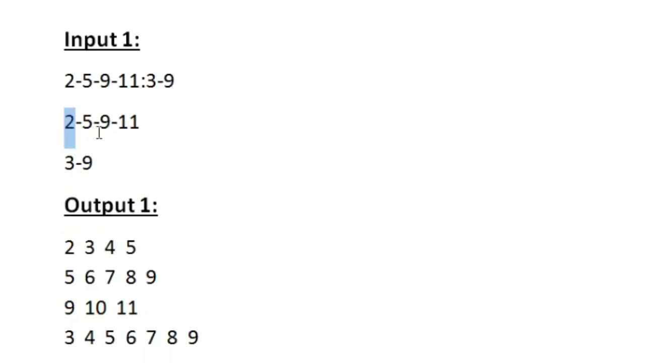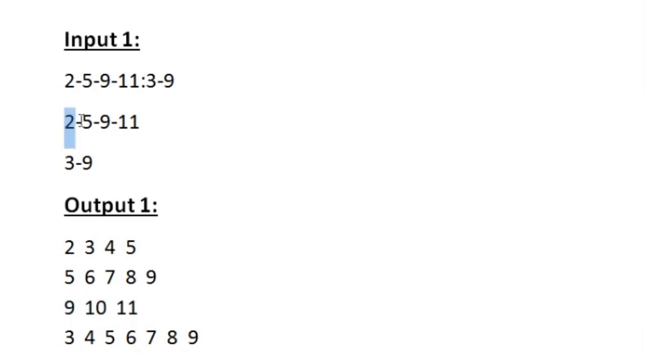Here we can see that the integers are separated using hyphens. Now our task is to print the integers. The first two integers in the first subpattern are 2 and 5. So in the first line of our output we must print the integers from 2 to 5, which are 2, 3, 4, 5. So we print it. And the next two integers are 5 and 9. So in the second line of our output we must print the integers from 5 to 9. And then the next two integers are 9 and 11. So in the third line we must print the integers from 9 to 11.